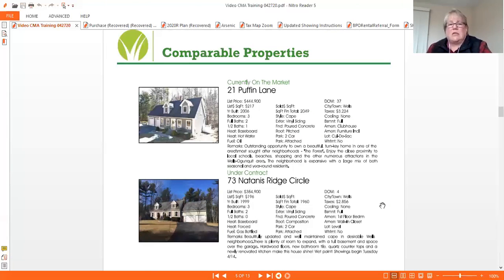And you'll see here that the list price on this one is just under that $445, and it has been on the market for that 37 days. And that is very important, because in today's marketplace, we want to make sure that we are minimizing the days on market while we maximize your price. And so if we can drive those days down as much as possible, then we can get a quicker sale for you, and hopefully even a multiple offer situation.